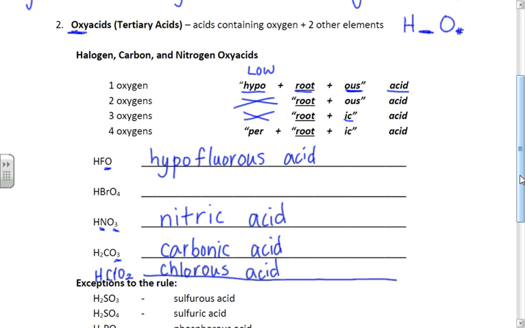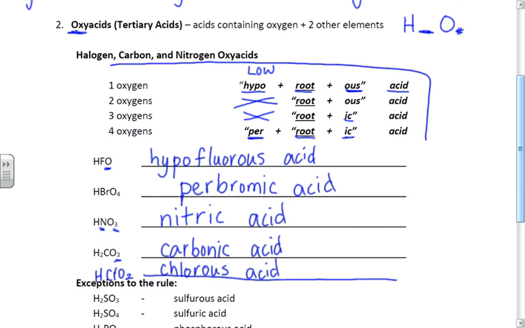Okay, for the last one here, if you have four oxygens, we're going to start with this prefix per. Per goes with 4. Then we have our root. Bromine is going to be brome. And then the ending IC, acid. When you take your test, I will give you this chart. So you just have to be able to use that to come up with these names.